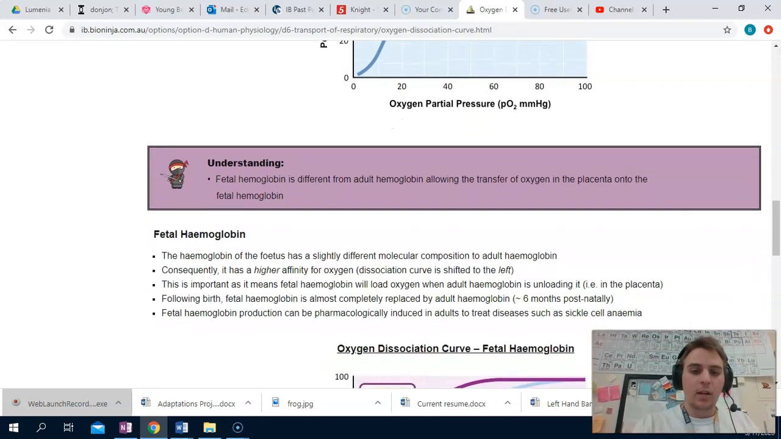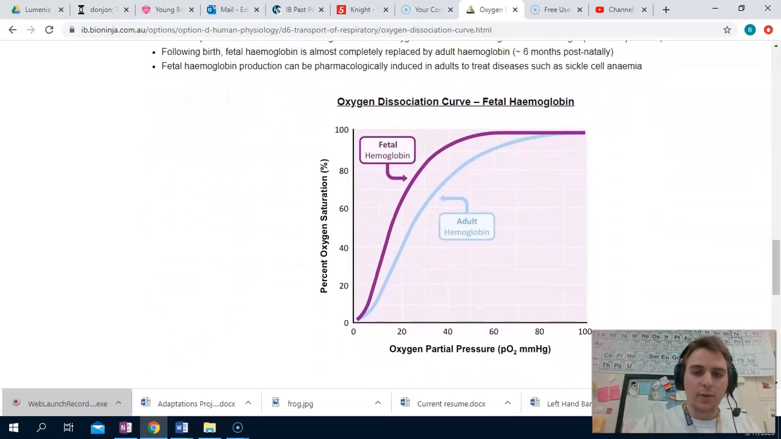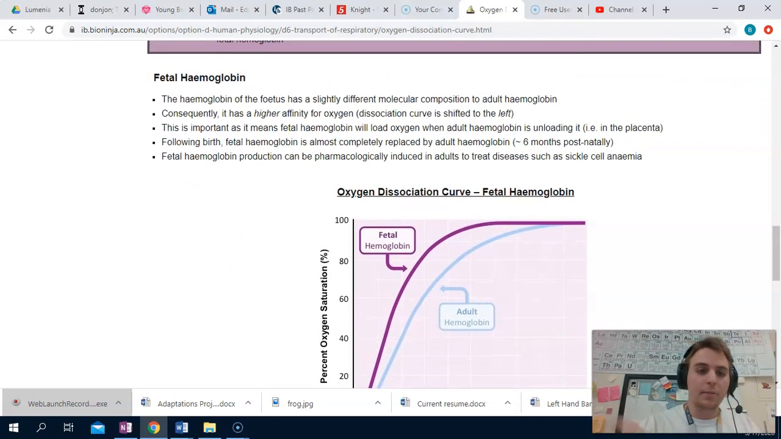Now, one thing that you are going to have to know is the difference between fetal hemoglobin and adult hemoglobin. For many reasons, hemoglobin of the fetus has a slightly different molecular composition. Therefore it has a higher affinity for oxygen, meaning it's going to be able to hold on to oxygen longer than an adult would. Now, this is only in a fetus. Let me be very clear. It's not in a baby. It is in a newborn for the first couple of months.